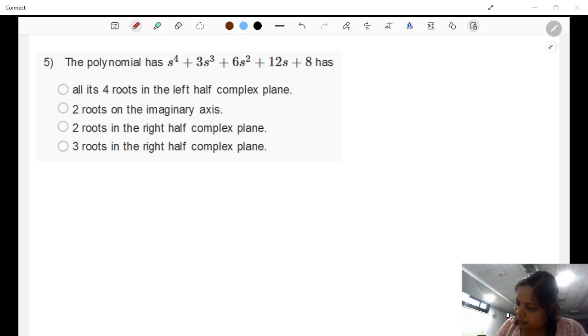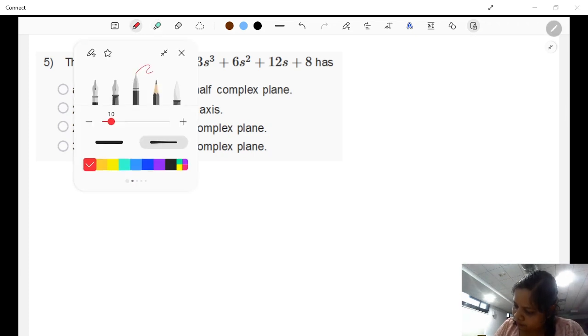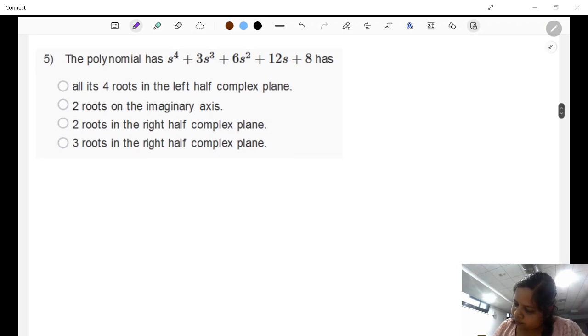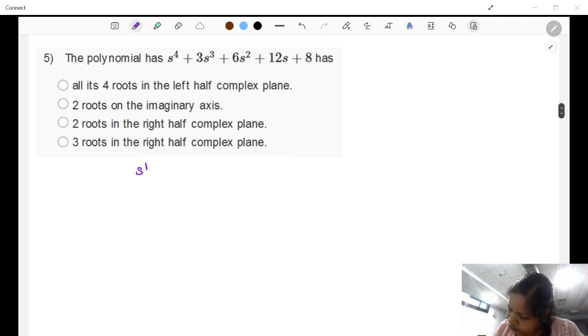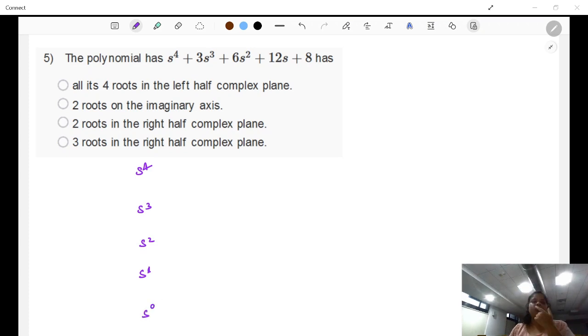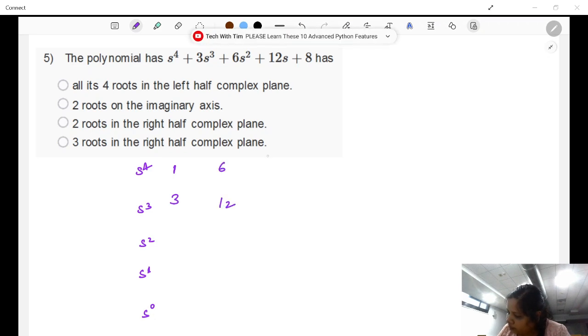So again, we try to find out the Routh array for this, and you'll see. So it is fourth order. That means we are going to have four roots. Now let's see where the roots are located. So how do you write this? 1, 3, 6, 12, 8, right?